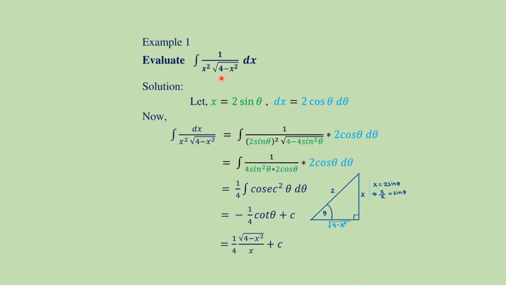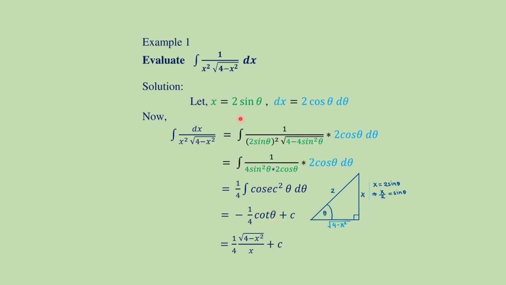In this example, we have an expression like square root of a square minus x square, where a is 2. So we will substitute x by 2 sin theta. So dx would be 2 cosine theta d theta. Now plug those back here, then you will get 2 sin theta square times square root of 4 minus 4 sin square theta, and this dx equals to 2 cosine theta d theta comes here. Now if you simplify and integrate, then you will get this line. This line is in terms of theta.